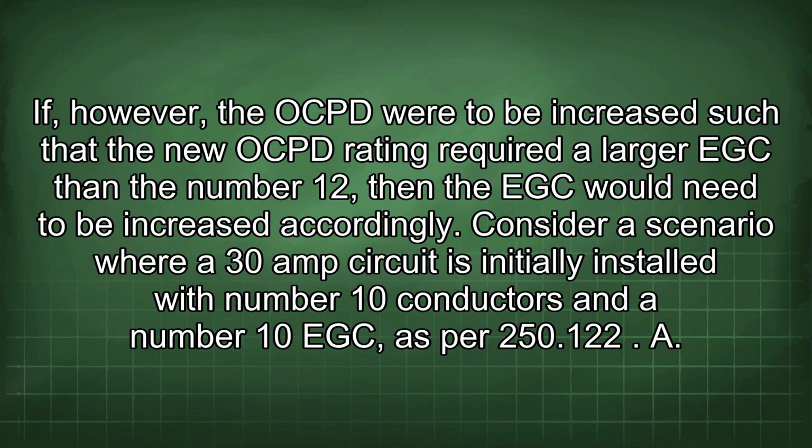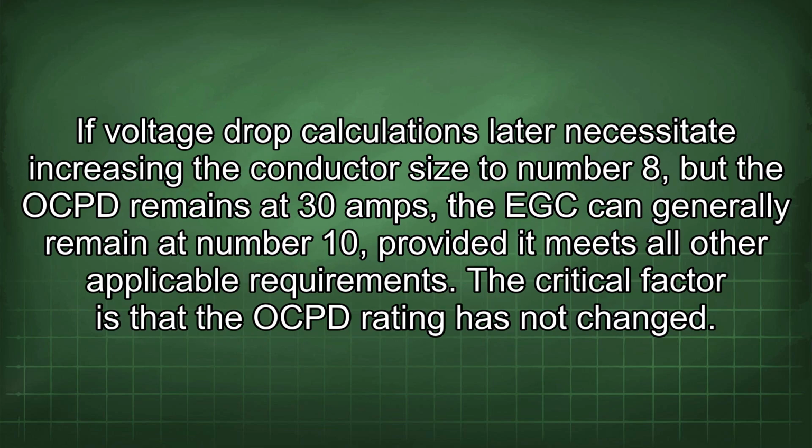If, however, the OCT were to be increased such that the new OCT rating required a larger EGC than the number 12, then the EGC would need to be increased accordingly. Consider a scenario where a 30 amp circuit is initially installed with number 10 conductors and a number 10 EGC as per 250.122. If voltage drop calculations later necessitate increasing the conductor size to number 8, but the OCT remains at 30 amps, the EGC can generally remain at number 10, provided it meets all other applicable requirements. The critical factor is that the OCT rating has not changed.